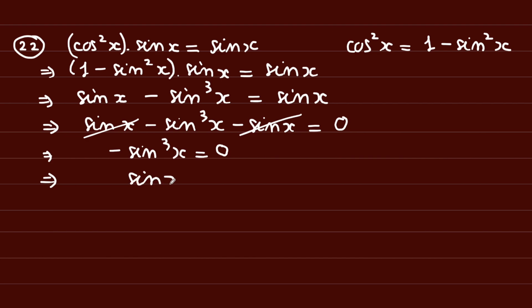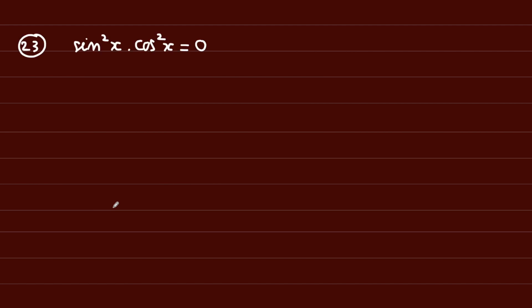This is still sine h equal to 0. And then we have 180 degree multiply n as the general solution for this question. Yeah, a little more difficult than question 21, right? And continue to another advanced question. For the next advanced question, you got sine square multiply cos square h equal to 0.